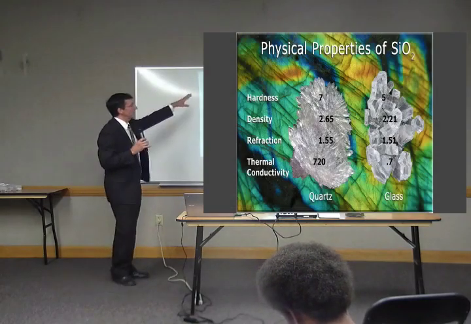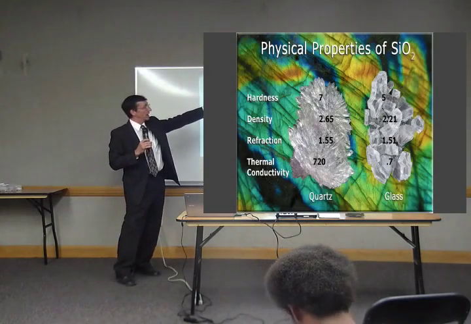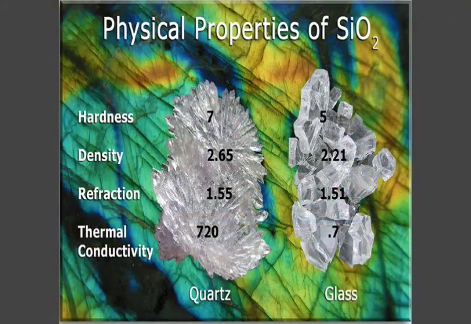And so here are the physical properties of silica dioxide, SiO2. The hardness between quartz and glass is different, 7 versus 5. The density is higher in quartz. The refraction is higher in quartz. And the thermal conductivity is 1,000 times different. So one's an insulator and one conducts electricity.